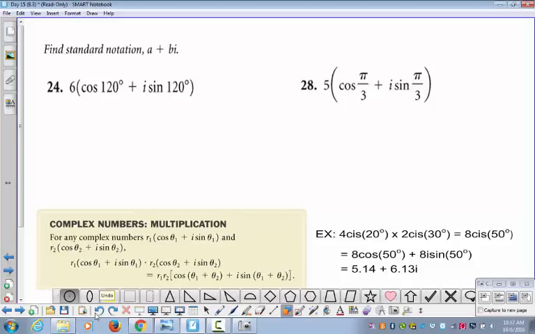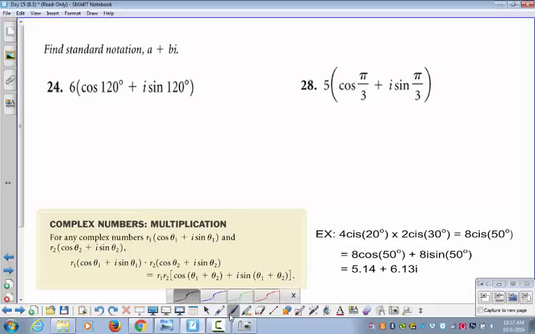Going the other direction is really straightforward. You just evaluate sine and cosine. So if we have the trigonometric form of a complex number, we just evaluate cosine of 120, sine of 120, and we get back to the standard algebraic form.